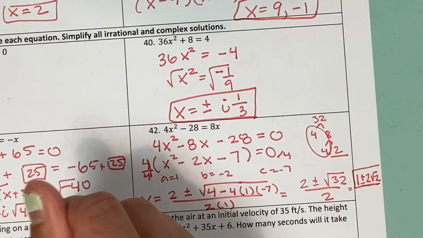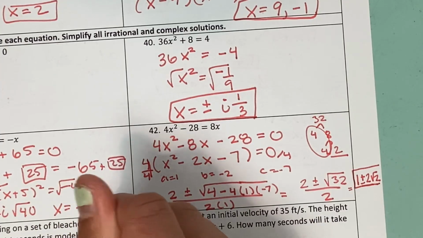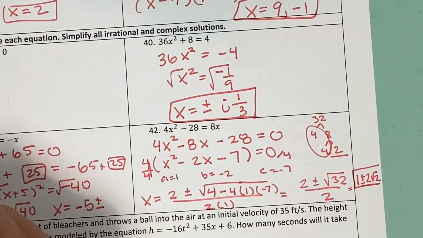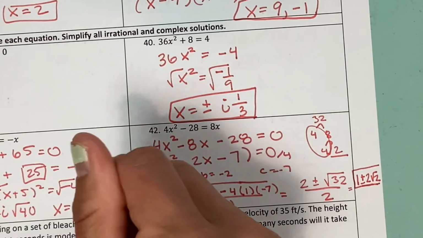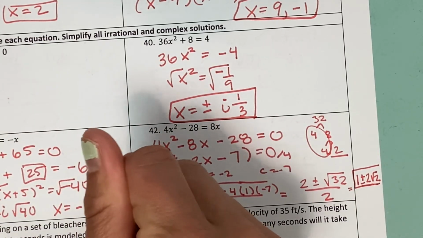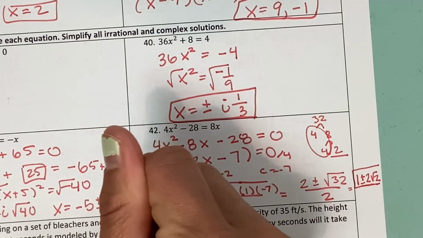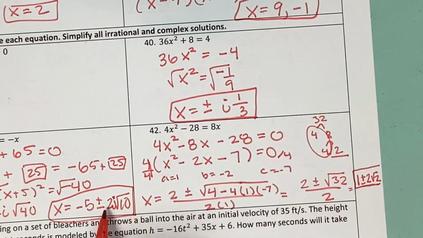And then I just got a -5, so x equals -5 plus minus. 40 is going to break down to 2 square root of 10. And then the i is on the outside. Forgot about the i. Sorry, the i is there.